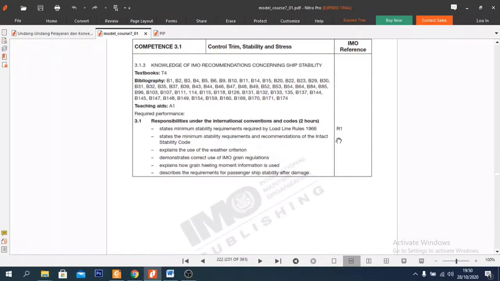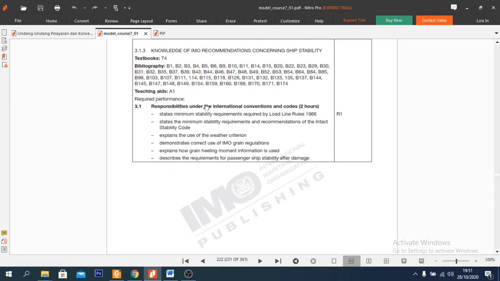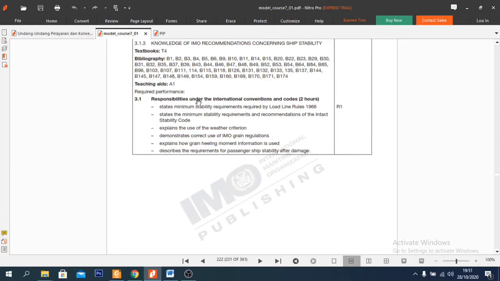Oke, ini adalah subtopik ketiga, terakhir, untuk kompetensi 3.1, yaitu knowledge of the IMO recommendation concerning the ship stability. Untuk textbook referensinya adalah T4, dan untuk bibliografinya di sini banyak nih, B1 sampai B174. Oke, di sini untuk required performance-nya adalah responsibility under the international convention and codes. Alokasi waktunya adalah 2 jam.